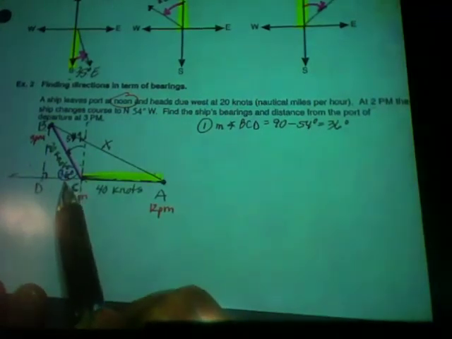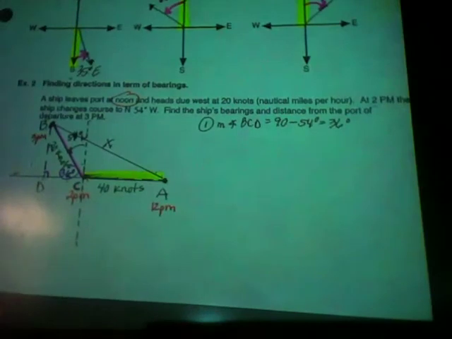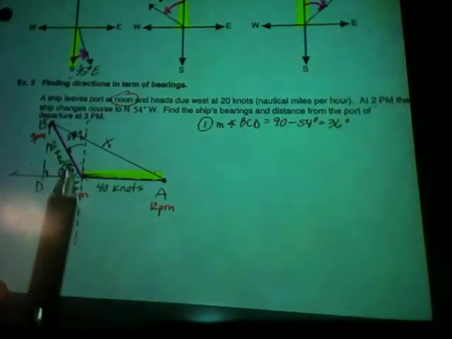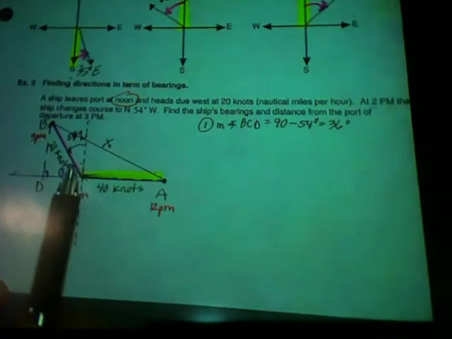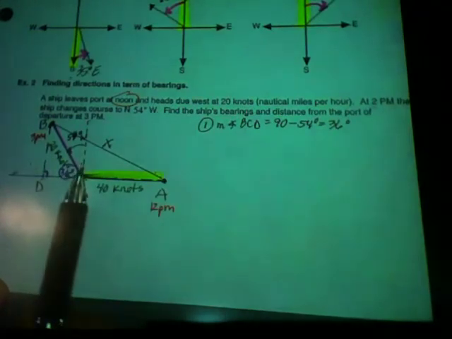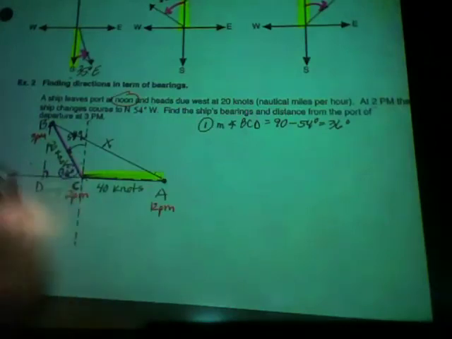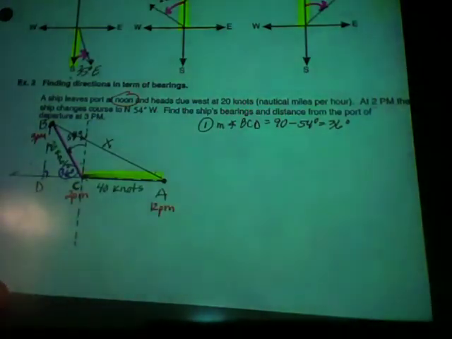Wait, why is it still 54? Yeah, I don't understand. 54 where? Oh, because all the way, it doesn't matter how far apart these are, it's still 54 degrees. It doesn't matter where you measure the angle, because I could extend this out as far as I need to, and it's still 54 degrees. It's just that the dotted line. Okay, does that make sense?